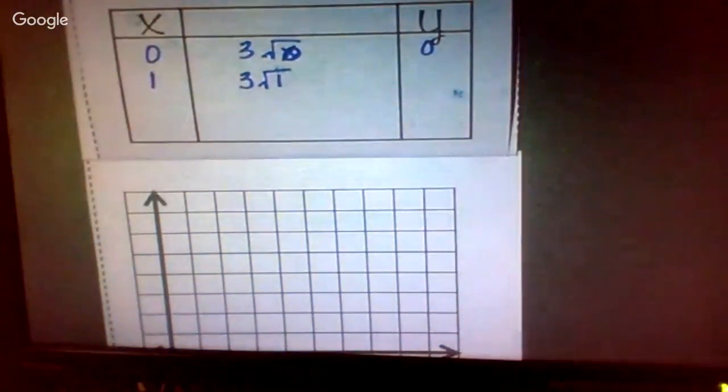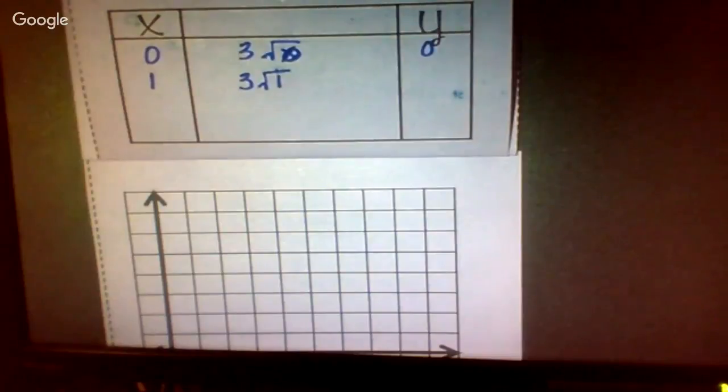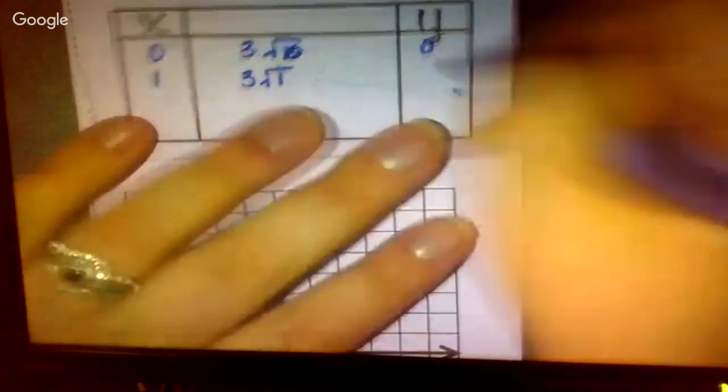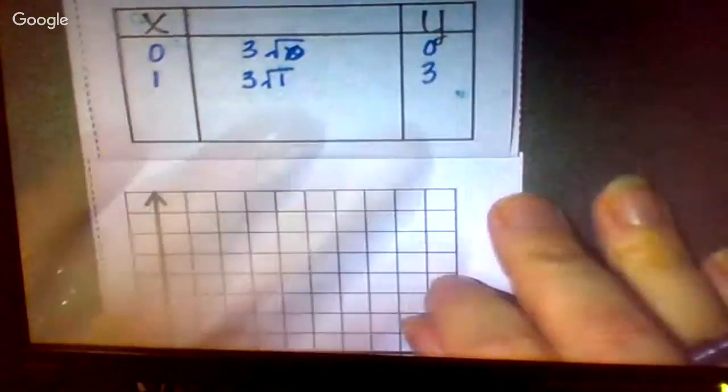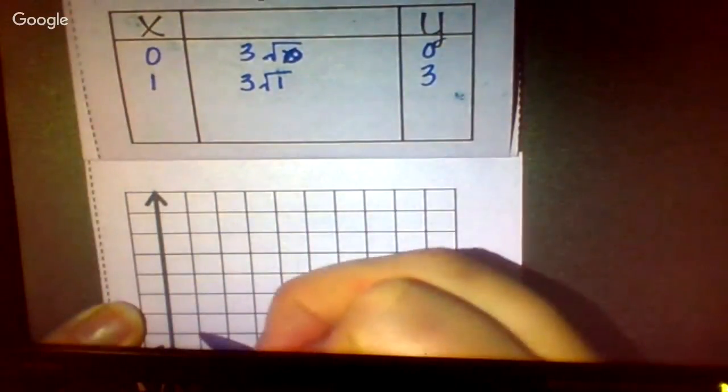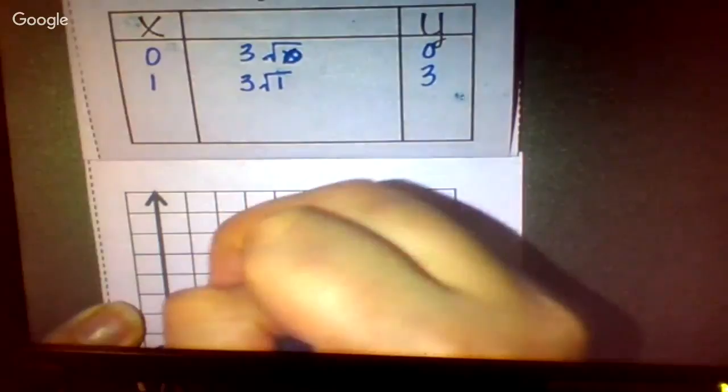Okay? The next number we plugged in was a 1. So it's 3 times the square root of 1. What's the square root of 1? 1, and 1 times 3 is 3. So here's where it starts to change. Instead of having a point at 1, 1, we have 1, 3.